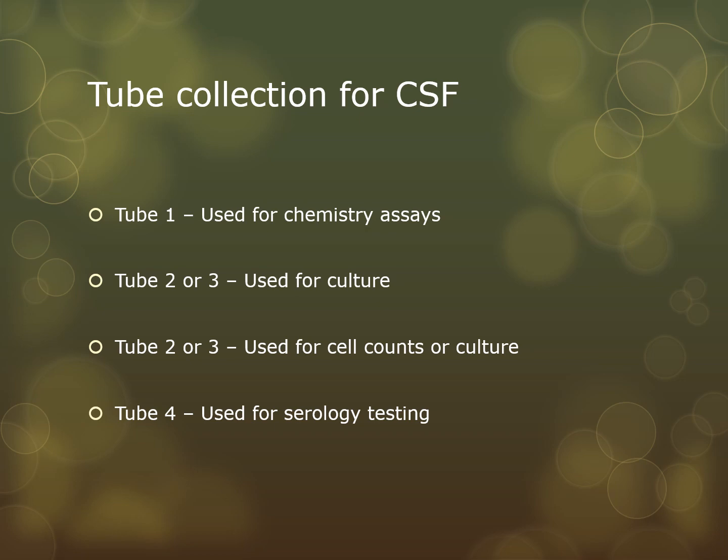Now, tube 2 or tube 3 is usually used for culture or cell counts. It's often tube 3 that's used for culture because we don't want any skin contaminants that are frequently encountered in tube 1 or tube 2. Okay. Tube 4 is used for serology testing such as herpes testing, rabies testing, syphilis, polio, Coxsackie virus, arboviruses, and things like that.